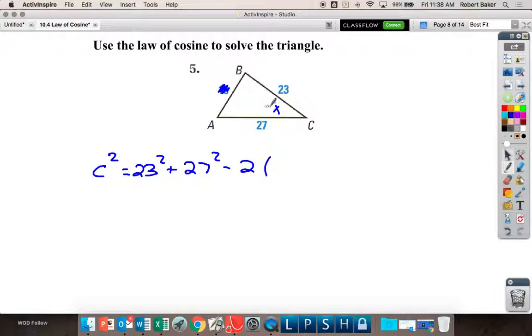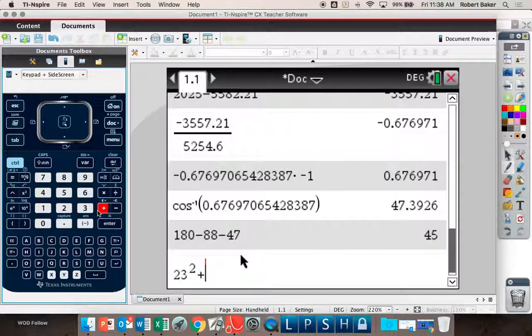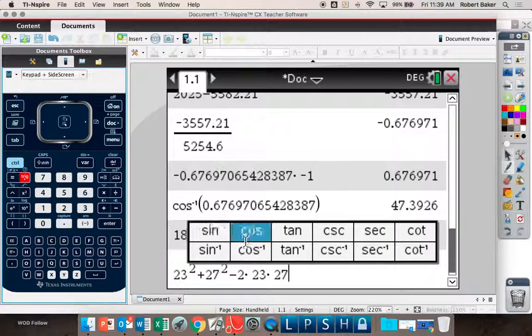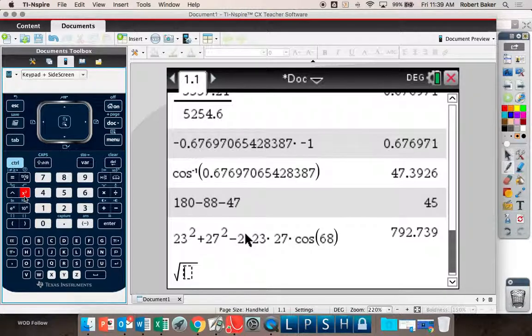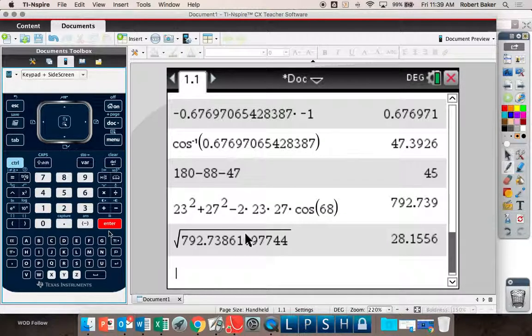Oh wait, I have to give you an angle here, don't I? Wouldn't it be amazing if I guessed that was actually 68 degrees and it came back to 16? Should we try it? Alright, 23, 27, and 68. 23 squared plus 27 squared minus 2 times 23 times 27 cosine of 68. And take the square root of that answer. 28. I know, because I just created it. It would have been funny if it was 16. I wonder what angle would have made it 16.